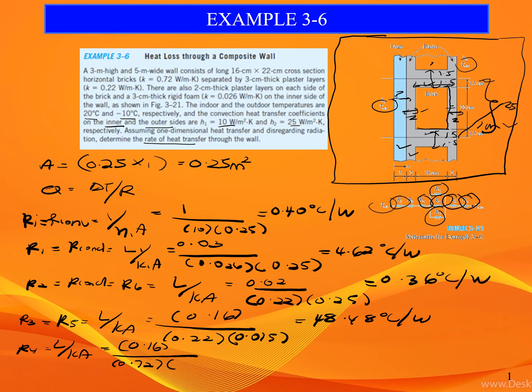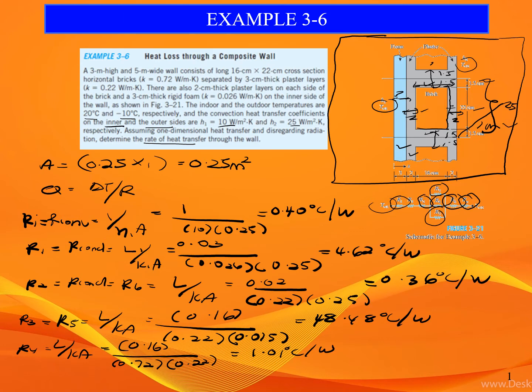times with the height of the brick, which is 22 cm. 22 cm, this is area, right? So 22 cm times with 1. So convert first with meter and then you can times with 1. Then we can get 0.22 equal to 1.01 degrees Celsius over watts.